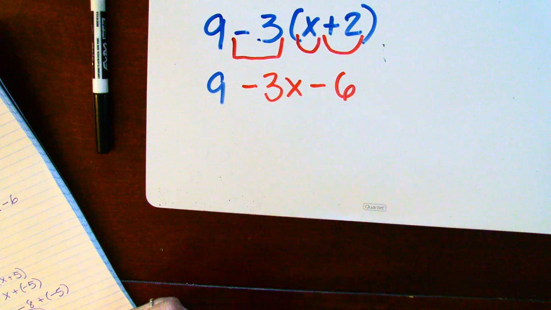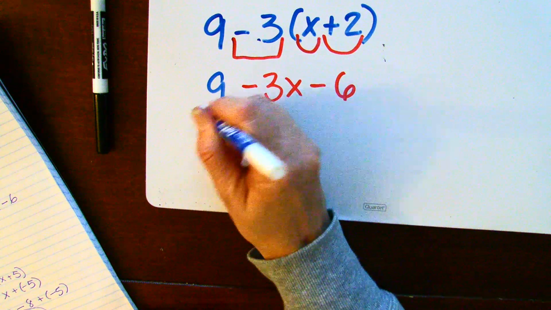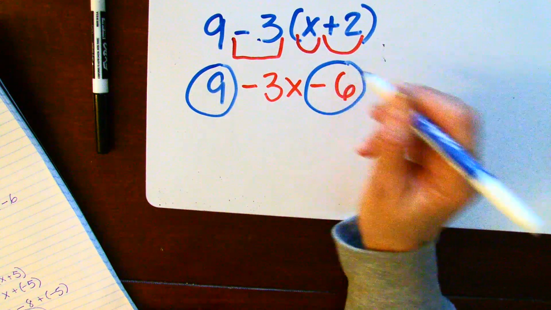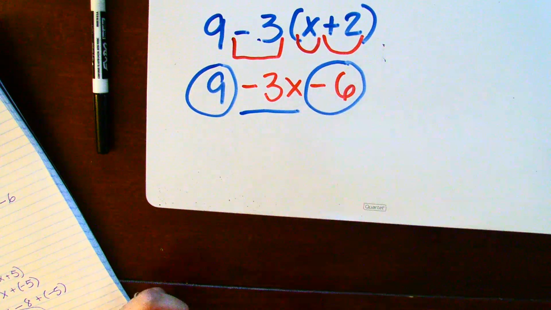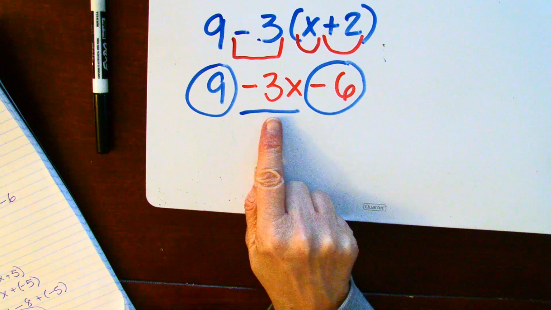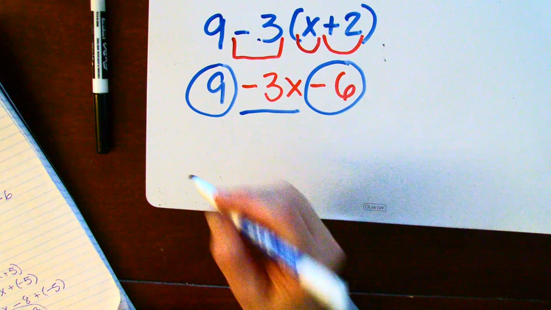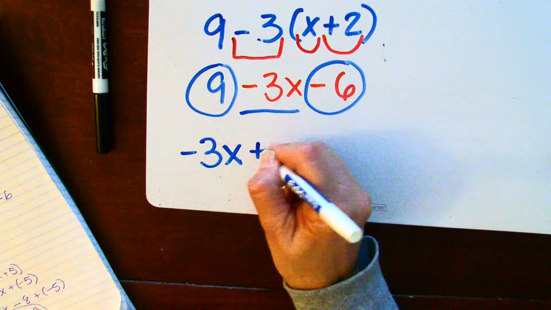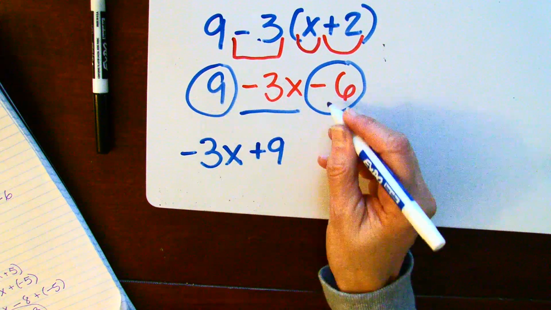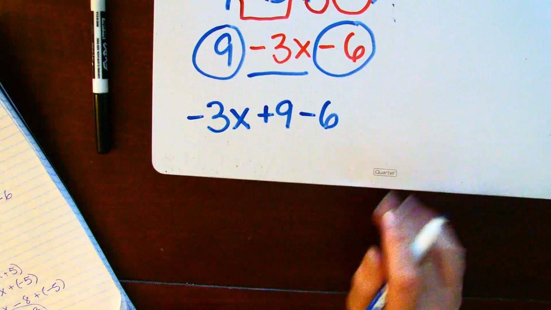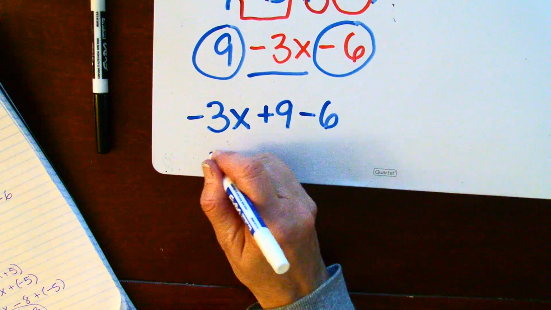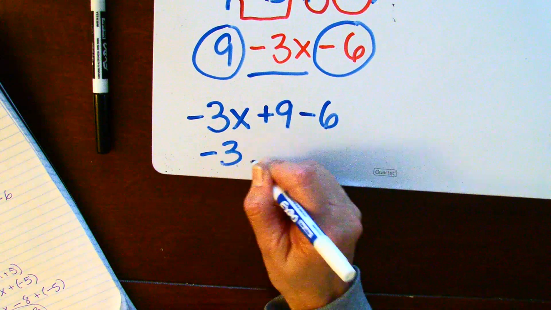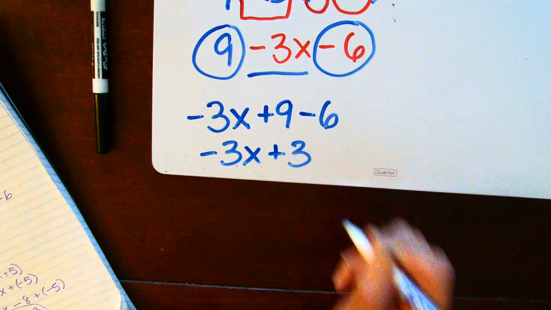Okay, now I have two types of terms in this expression. I have constants, a positive 9 and a negative 6, and I have a variable with a coefficient. I'm going to go ahead and move things around. I'm going to put my negative 3x first. Then I'm going to write out what I have left. I have plus 9, because this is a positive 9, and minus 6. 9 minus 6 is 3, so my simplified expression is negative 3x plus 3.